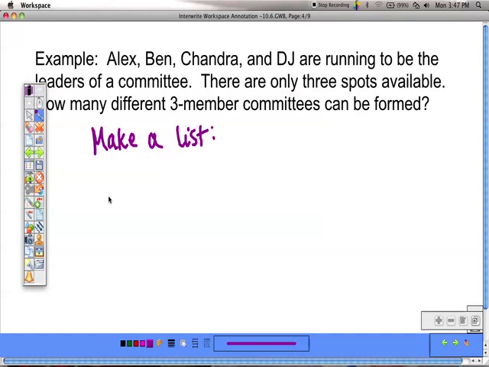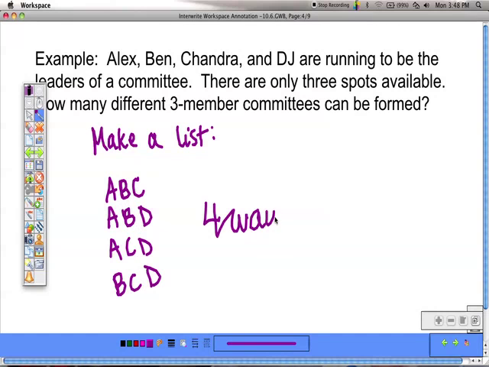So we could do, how about we'll start with Alex, Ben, and Chandra. We could do Alex, Ben, and DJ. We could do Alex, Chandra, and DJ. And we could do Ben, Chandra, and DJ. And I think that's all the different ways we can do it. And again, order doesn't matter, so A, B, C is the same as C, B, A. So here there's 4 ways you can organize this data.